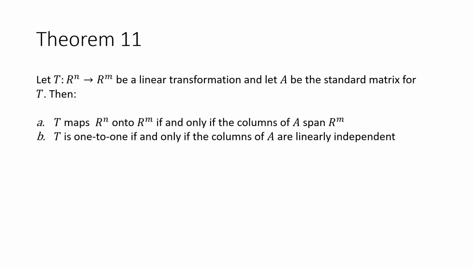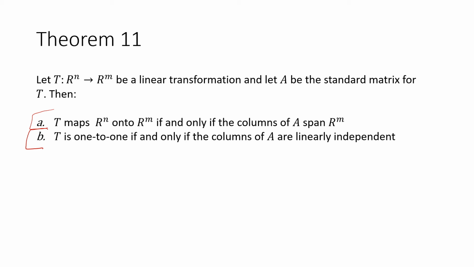We have this theorem 11. If we have a linear transformation where A is the standard matrix for that transformation, then we have two things. T maps Rn onto Rm, in other words, it's onto, if and only if the columns span Rm. In other words, the range is equal to the codomain only if it's onto. That is essentially the definition of onto. And the second thing is, one-to-one means you are linearly independent.